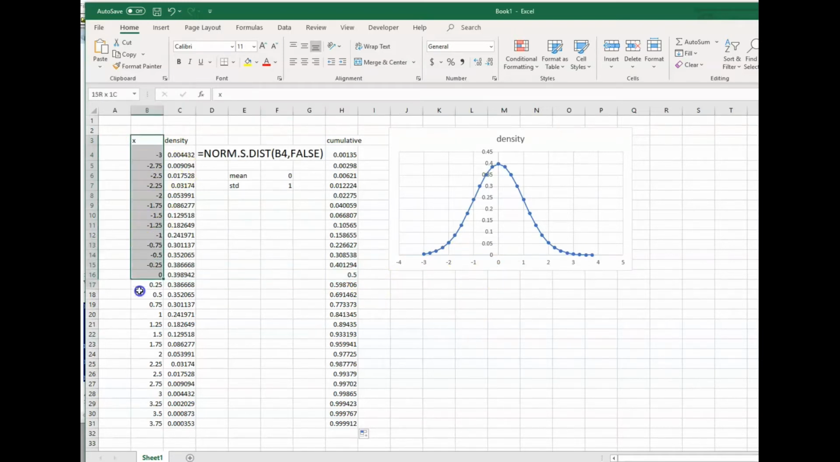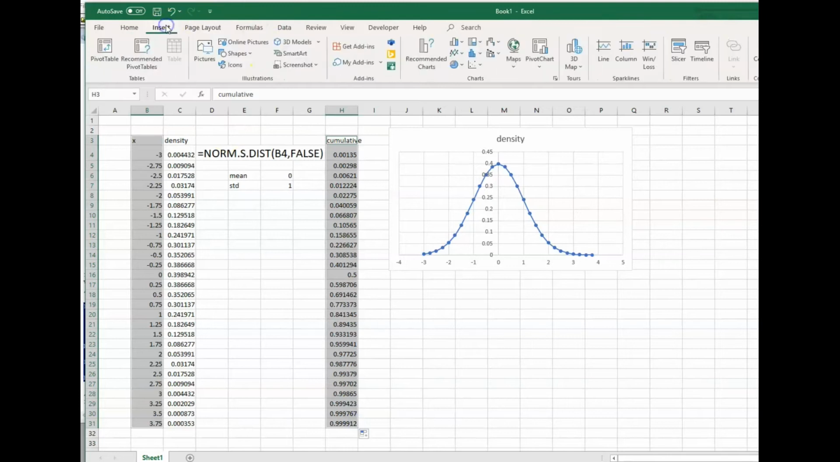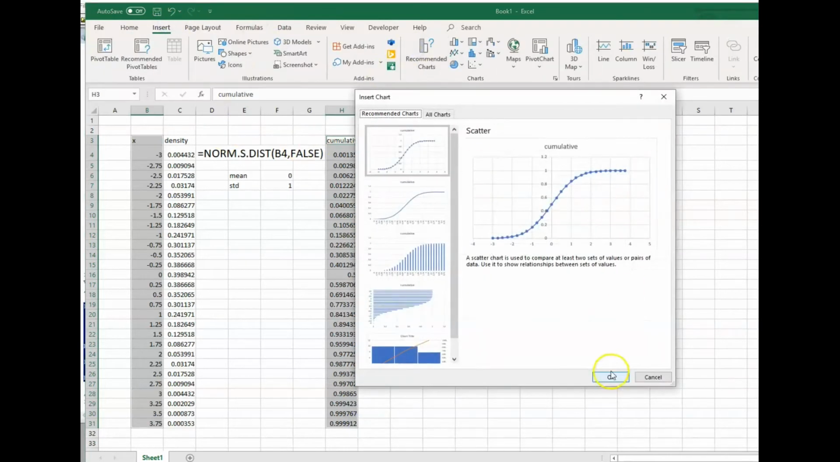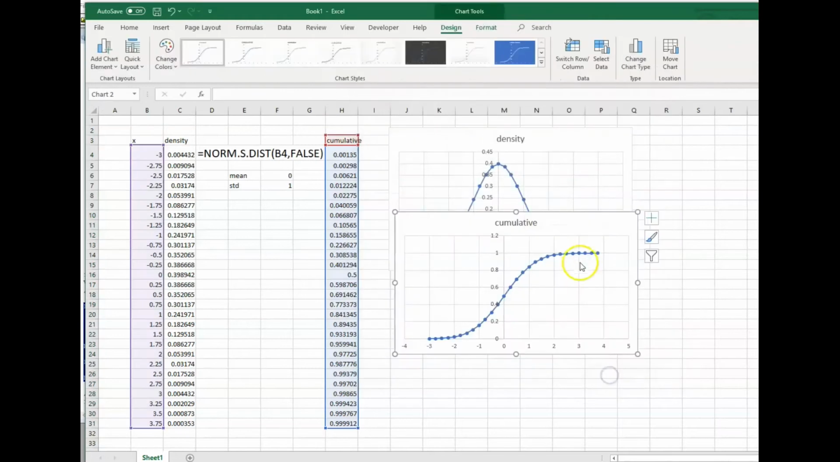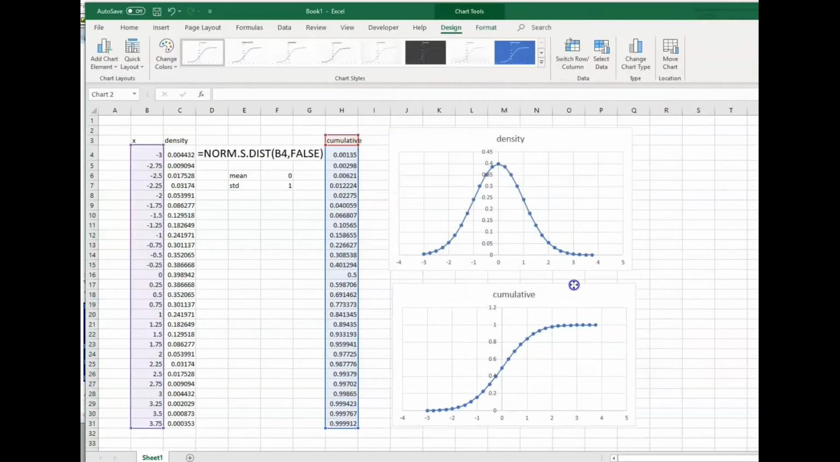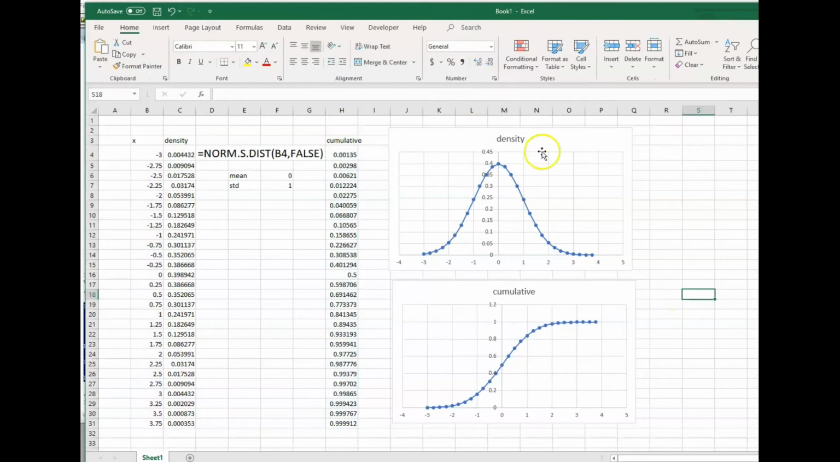And so let's draw. We highlight the x column, keep the Control key down and highlight cumulative, insert recommended charts, and okay, so this is the standard density distribution function graph. And this is the cumulative standard normal distribution.